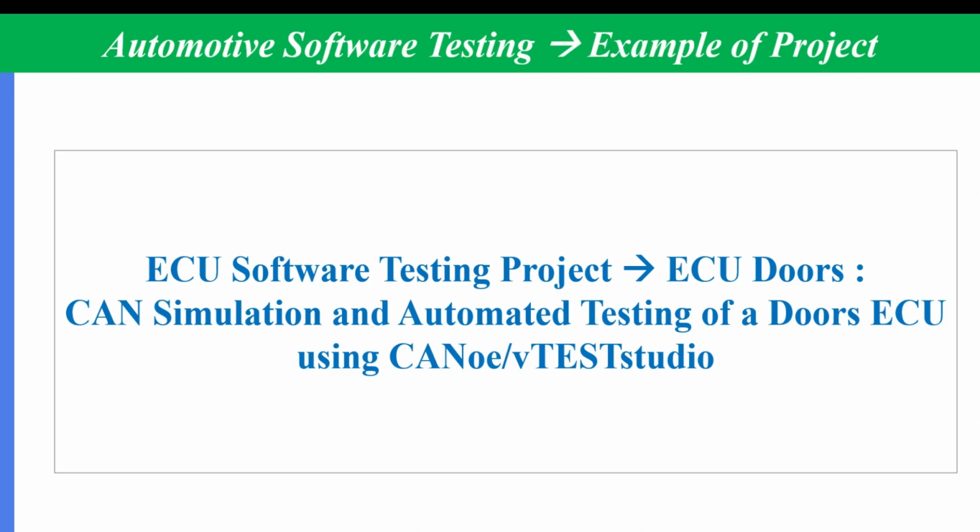Okay, so it's an example of a software testing project. We call this project ECU doors because we need to validate the ECU that manages the doors of the vehicle. So we will create a CAN simulation and automated testing of this ECU by using some Vector tools. We will use CANoe, of course, and vTESTstudio to develop the automated test cases.